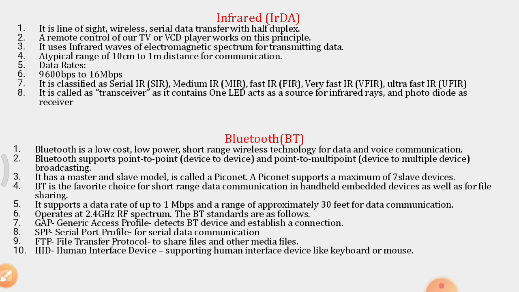The standards that Bluetooth follows are GAP, Generic Access Profile, which is used to detect and establish a connection between Bluetooth devices. SPP is Serial Port Profile for serial data communication. FTP is File Transfer Profile, used to share files and other media files. HID is Human Interface Device, which is used to connect a human interfacing device like a keyboard or mouse.